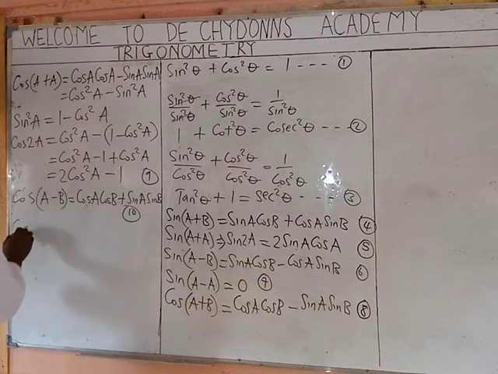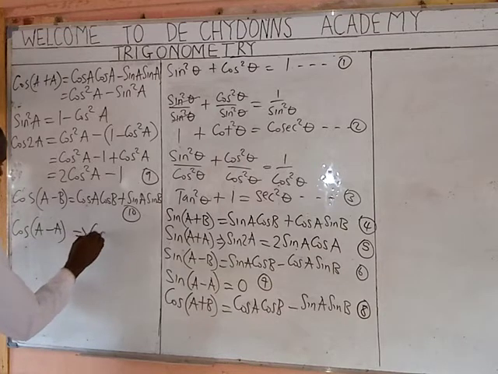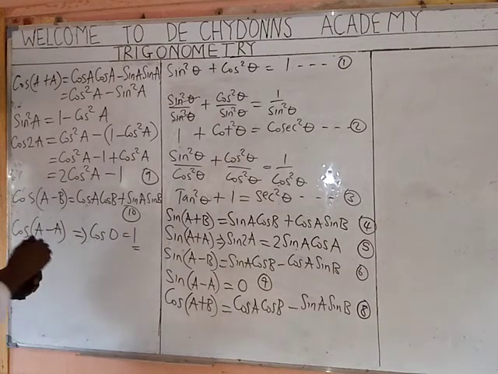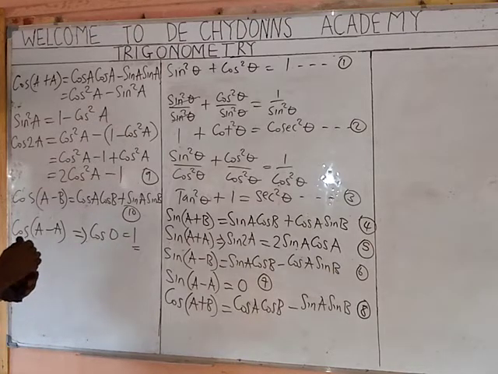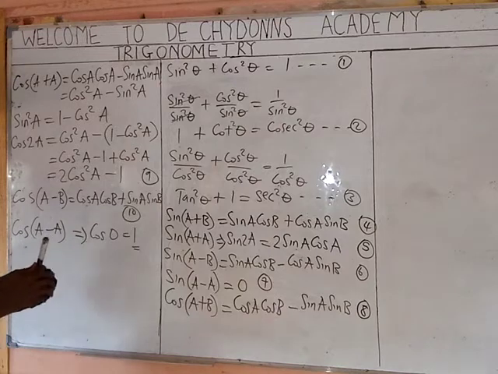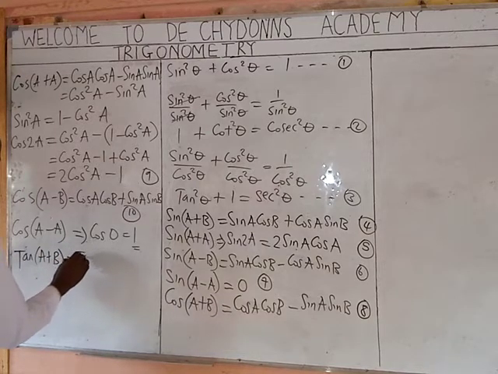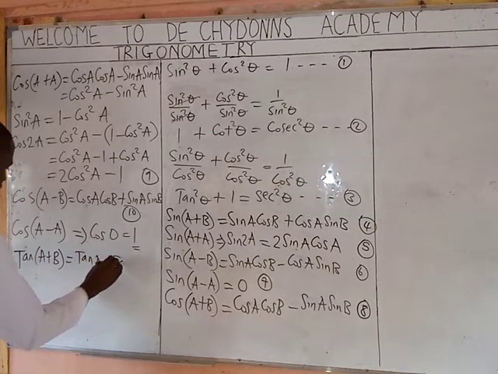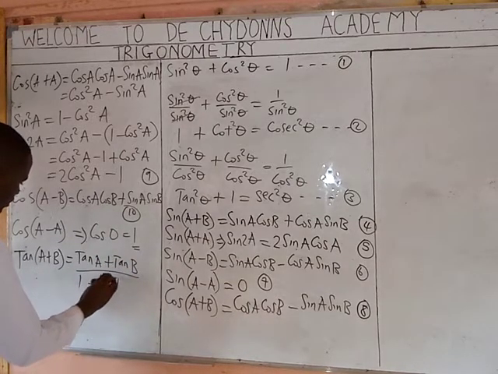Then what if we have cos(A minus A)? A minus A is 0. Cos 0 is said to be 1. So this will be implying cos 0 equals 1. This is equation 11. Then we continue. We now go to tan. Tan(A plus B) will be equal to tan A plus tan B all over 1 minus tan A tan B.